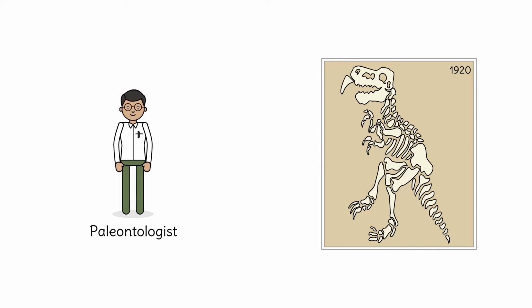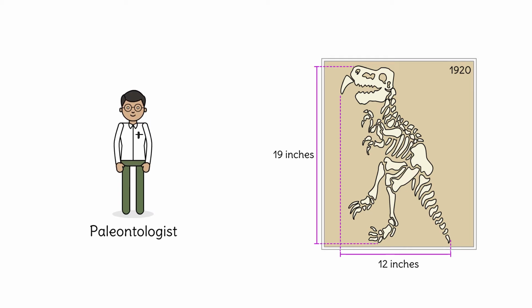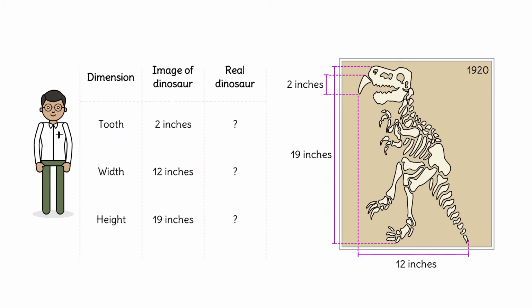It's impossible to tell how big the skeleton actually was from the photo. It could have been tiny or gigantic. So Chen just measures the dimensions of the image of the dinosaur. The dinosaur's image is 12 inches wide by 19 inches tall, with a very strangely shaped 2-inch tooth. He writes down the data in a table and hopes to find a real skeleton one day.